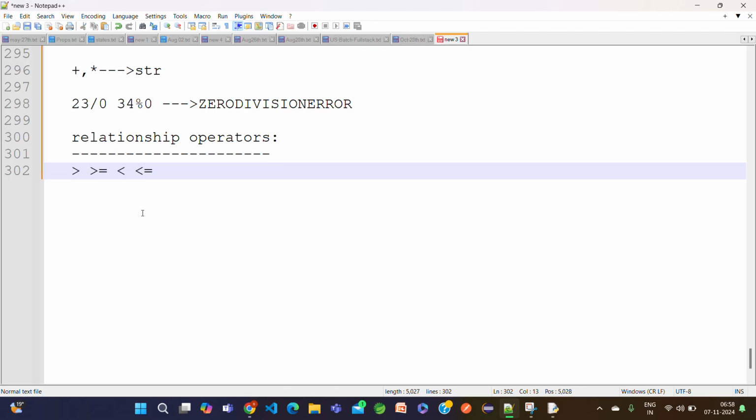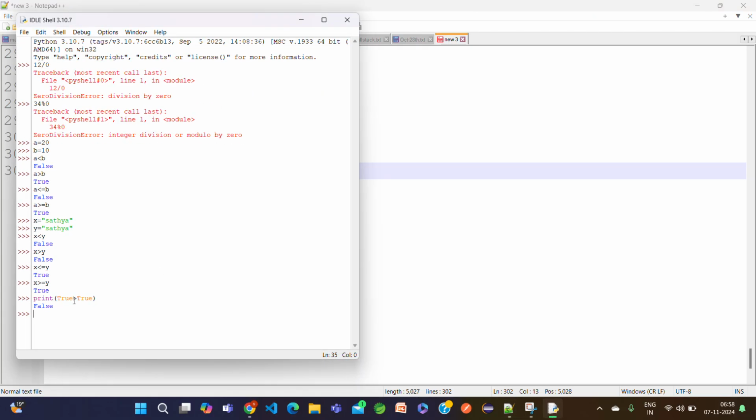One more point in relational operators: we can perform chaining operations. What does chaining mean? Observe carefully. Print 10 less than 20; basically that is a normal operation. Again 20 less than 30 together with it makes it a chaining operation.